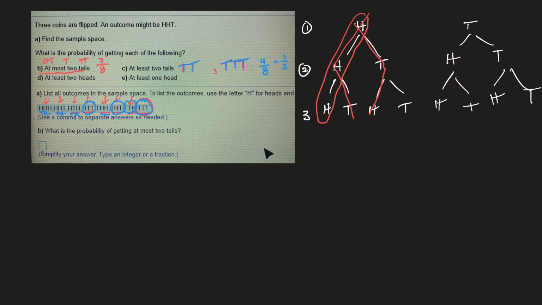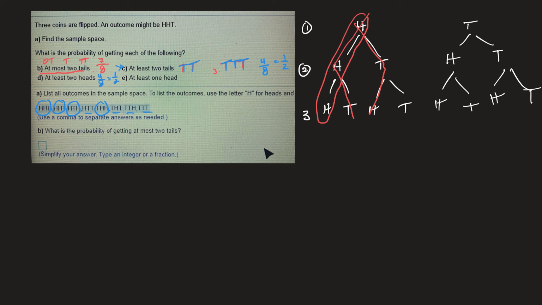Then the next question says, at least two heads. Well, that's the same as at least two tails, isn't it? So at least two heads. So 2 heads or 3 heads. There's 1, 2 heads, 2 heads, no. Yeah, 2 heads, no, no, no. So 4 out of 8, and if I simplify that, that's a half.